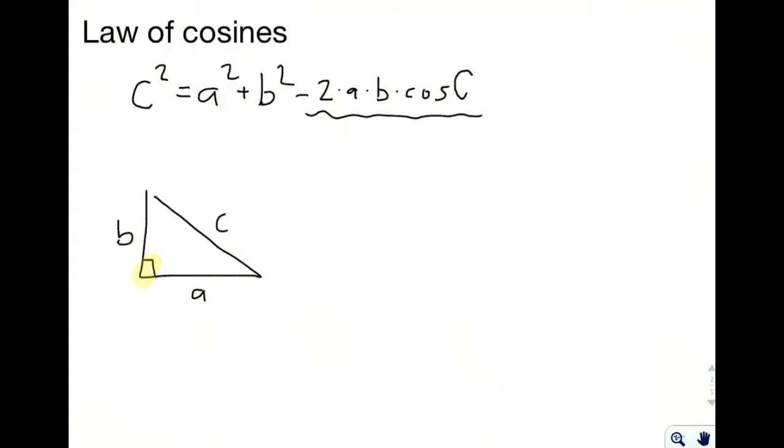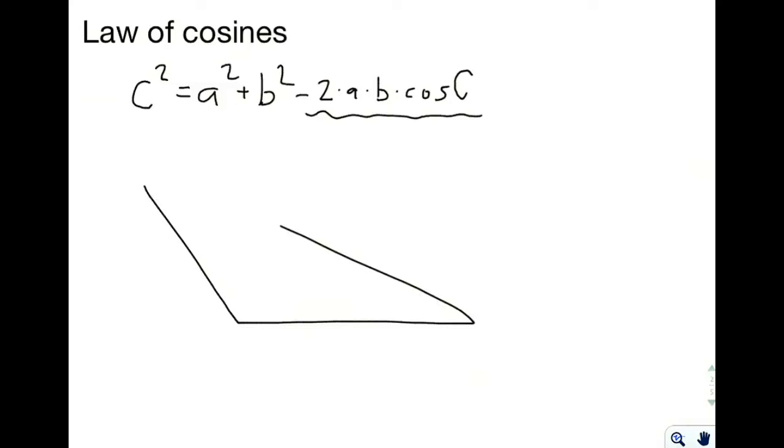So let's draw ourselves a new triangle. Let's imagine that we have a triangle that looks something like this. And we have angle C right here, we have angle A, angle B, and then across from all these angles is their corresponding side. So little c, little a, and then across from b, little b.